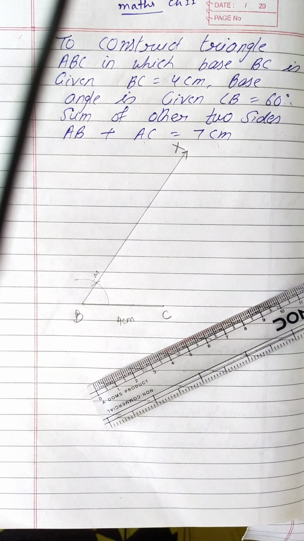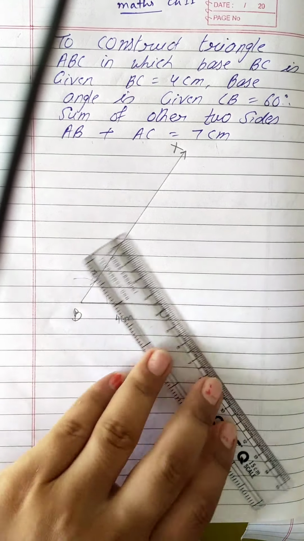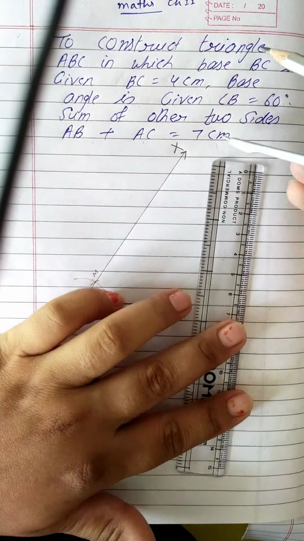So how to mark that arc? Using the scale and compass we'll measure 7 centimeter. This way we will measure 7 centimeter using the compass and scale. This is 7 centimeter. With the same width, placing it at B, taking it as center, we draw an arc, whose full length BD will be 7 centimeter. Now the next step is to join this point D and C with the scale.